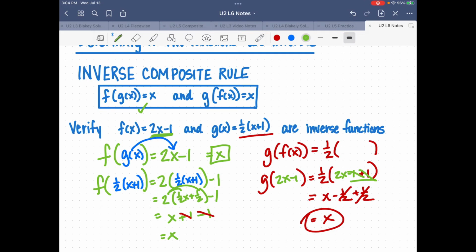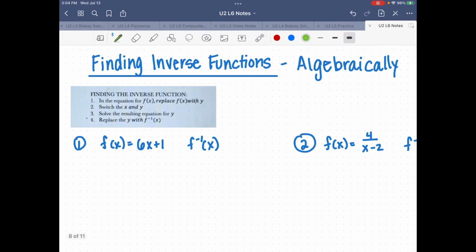All right. Now then, we're going to learn how to find inverse functions algebraically. So we're going to follow these steps right here. It is the same process every single time. We'll start with some easy ones, and we'll do easy ones on this video, and you'll do some easy ones in your homework, and then when you come to class tomorrow, we'll work on some more difficult ones.